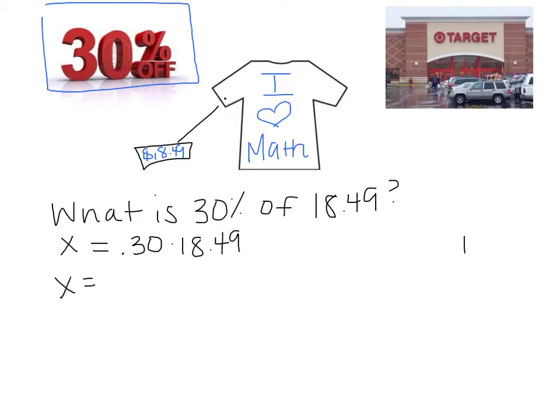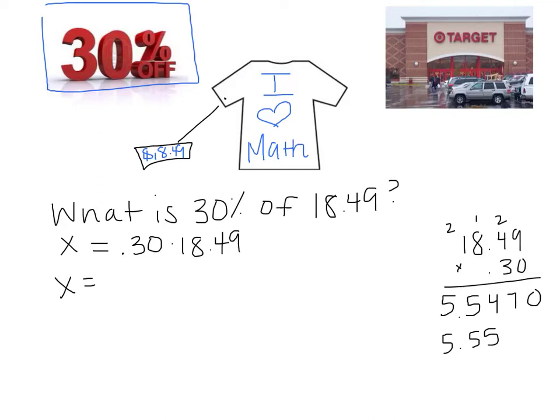Now off to the side of my paper, I do 18.49 times 30. 3 times 9 is 27. 3 times 4 is 12, plus 2 is 14. 3 times 8 is 24, plus 1 is 25. 3 times 1 is 3, plus 2 is 5. And I have 4 decimal places. So really, I'm going to save $5.55. If you take a look at this number, it's got 3 decimal places, but money is rounded to the hundredths place, which is here. So I have to take that 7 and round up. So they're going to give me a discount of $5.55.